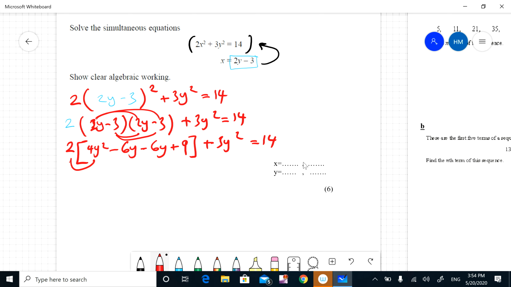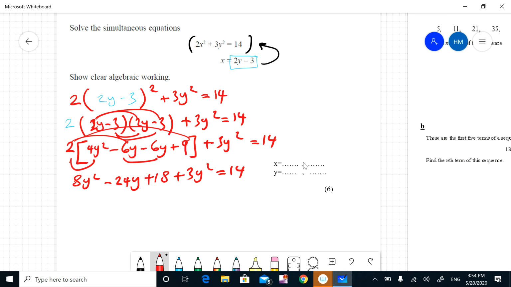So 2 times 4y squared is 8y squared. Negative 6y is negative 12y. 2 multiplied by negative 12y is negative 24y. And 2 multiplied by 9 is positive 18. Plus 3y squared equals 14.